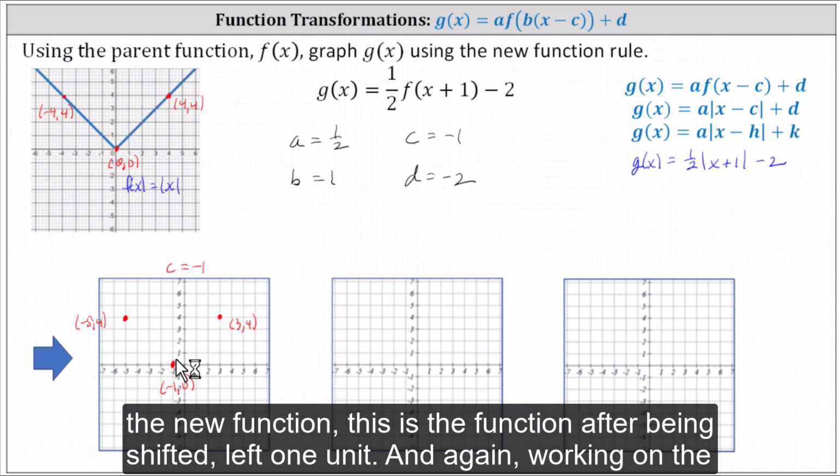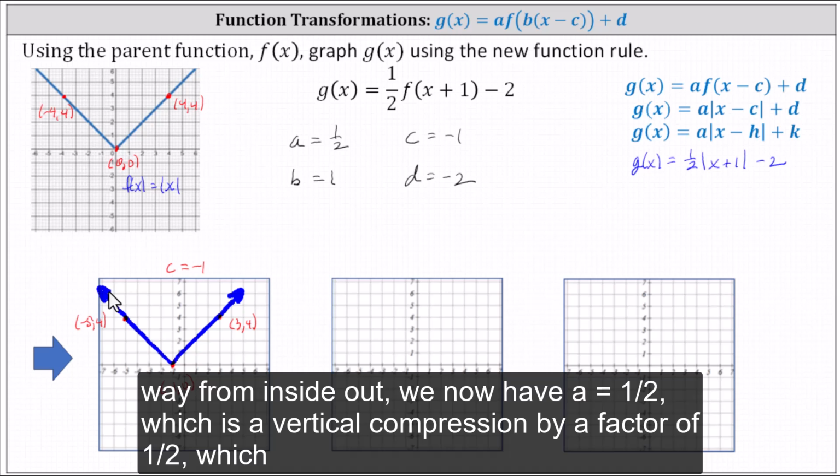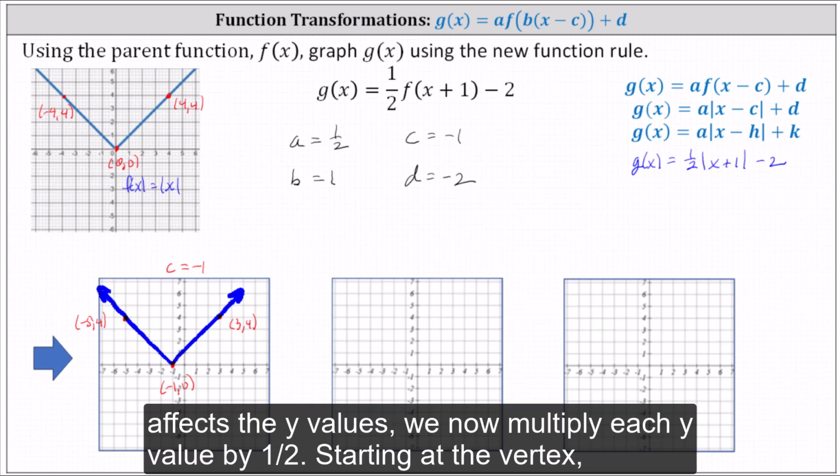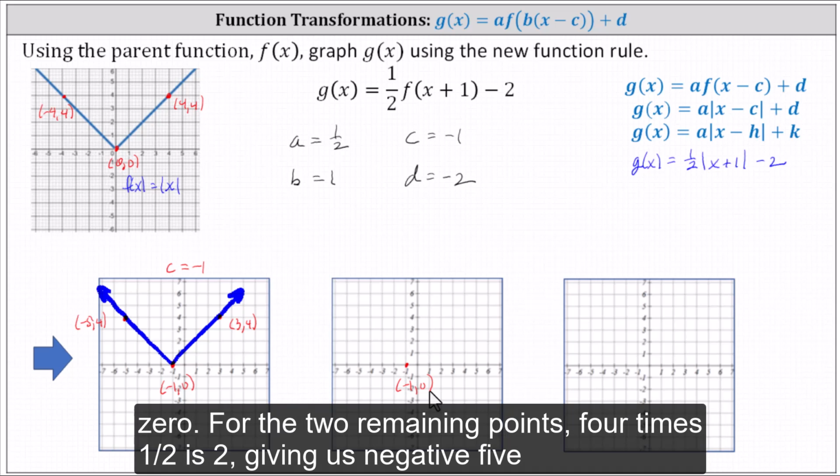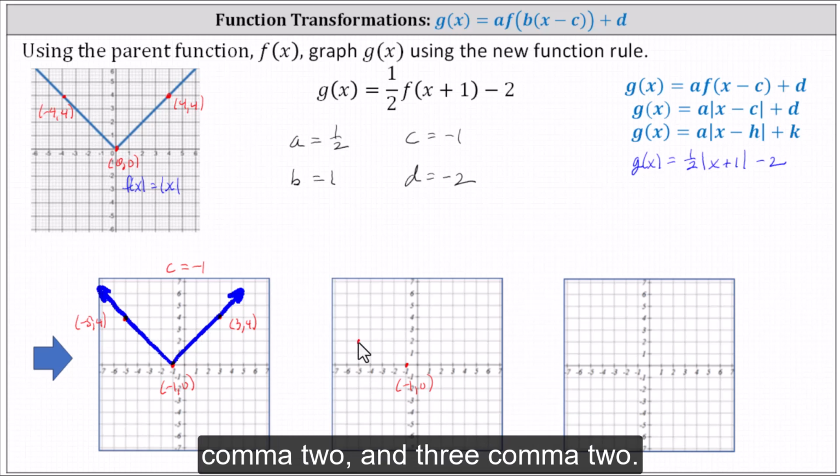We graph the new function. This is the function after being shifted left 1 unit. And again, working our way from inside out, we now have a = 1/2, which is a vertical compression by a factor of 1/2, which affects the y values. We now multiply each y value by 1/2. Starting at the vertex, 0 times 1/2 is still 0. The vertex is still (-1, 0). For the 2 remaining points, 4 times 1/2 is 2, giving us (-5, 2) and (3, 2).